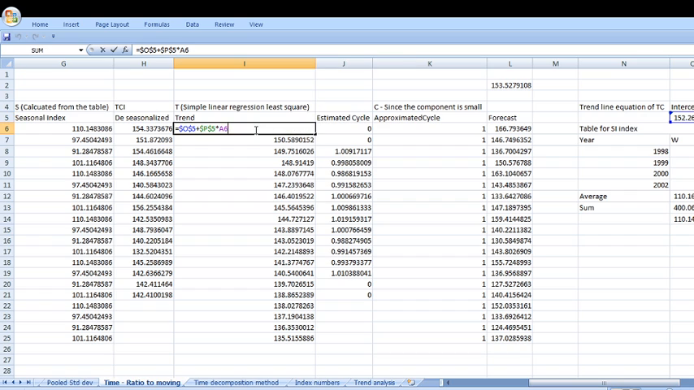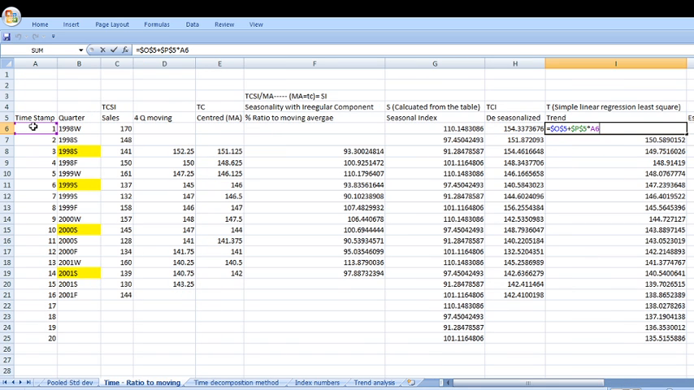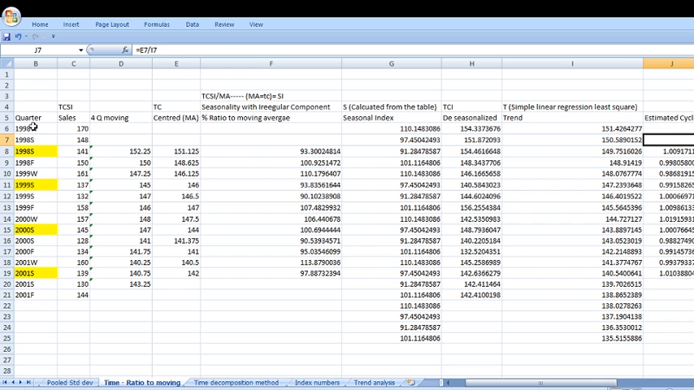So what is my beta 0? Beta 0 becomes 152, plus beta 1, which is the slope element, is minus 8374 multiplied by the first time element, which is timestamp number 1. So that's going to give me this forecast of 151. I just need to drag the formula down, so I will get the individual trend component from this time series. This I have done using the simple linear regression technique.